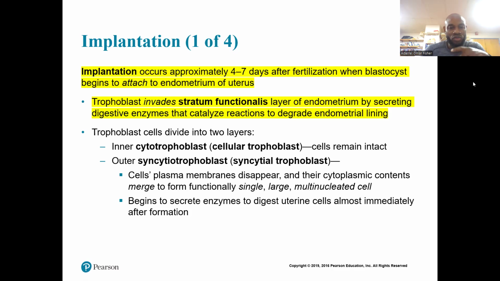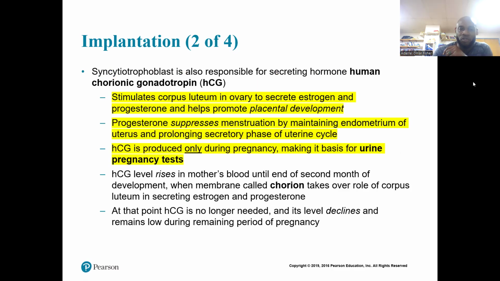Trophoblast divides into two layers: the inner cytotrophoblast, the outer syncytiotrophoblast. However you want to say that. Practice that. But the inner cells remain intact. The outer cells' plasma membranes disappear. Cytoplasmic contents merge to form a single large multinucleated cell. It begins to secrete enzymes to digest uterine cells almost immediately after formation, so it can bind to that uterine wall.